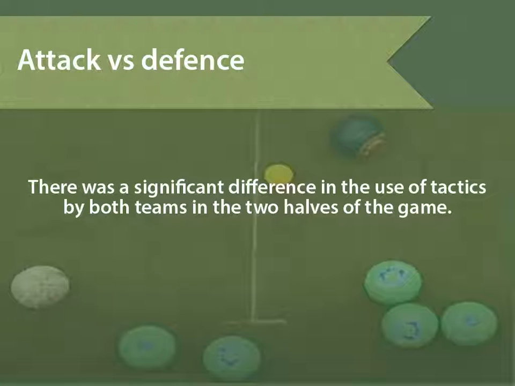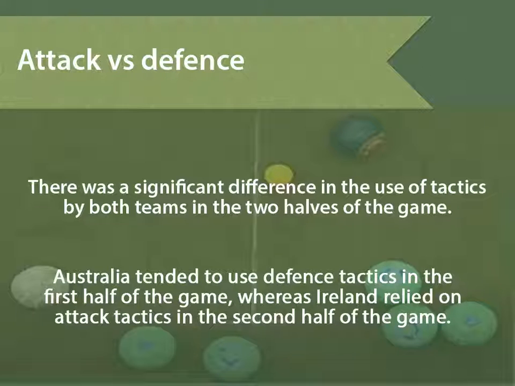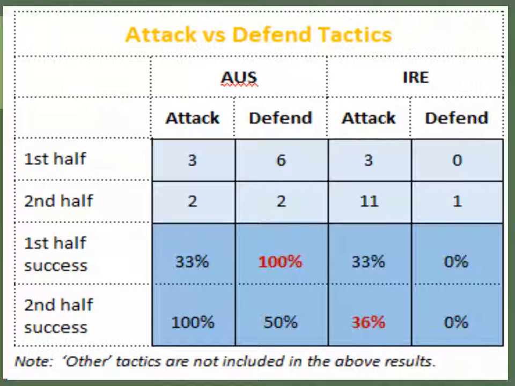There was a significant difference in the use of tactics by both teams in the two halves of the game. Australia tended to use defence tactics in the first half of the game, whereas Ireland relied on attack tactics in the second half of the game. Here we see the number and percentage of times attack tactics were used by teams in each half of the game.